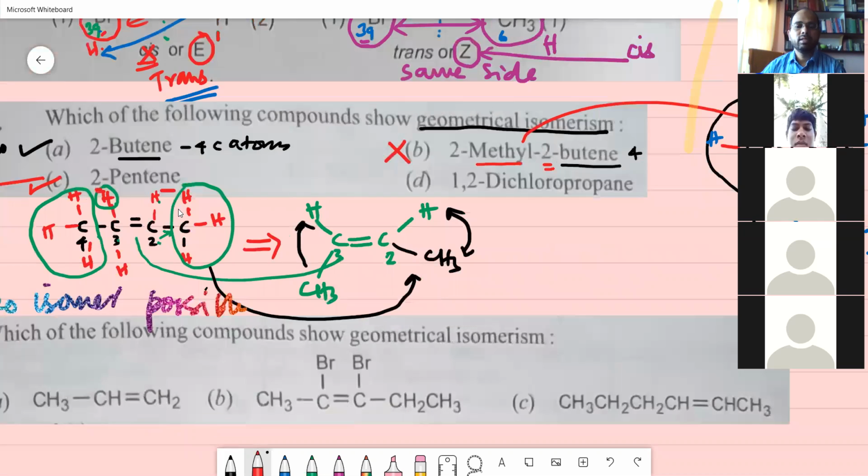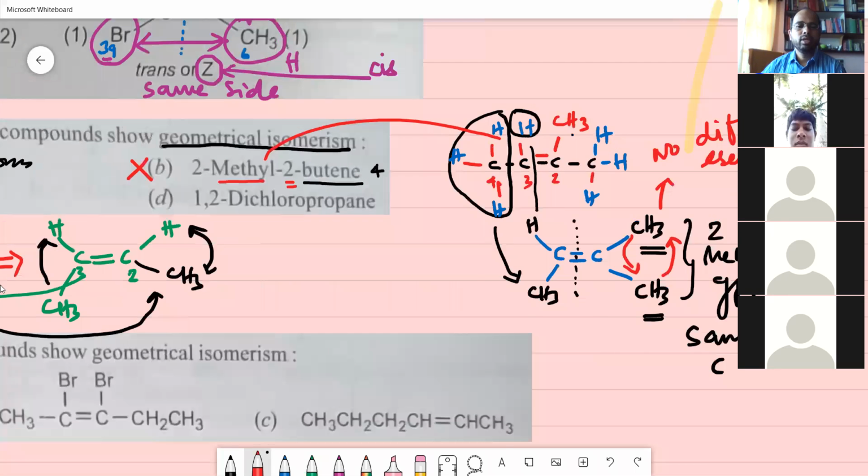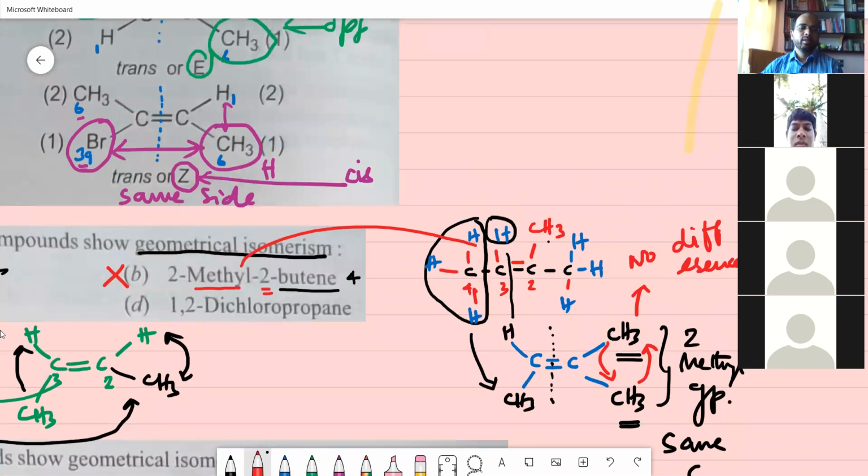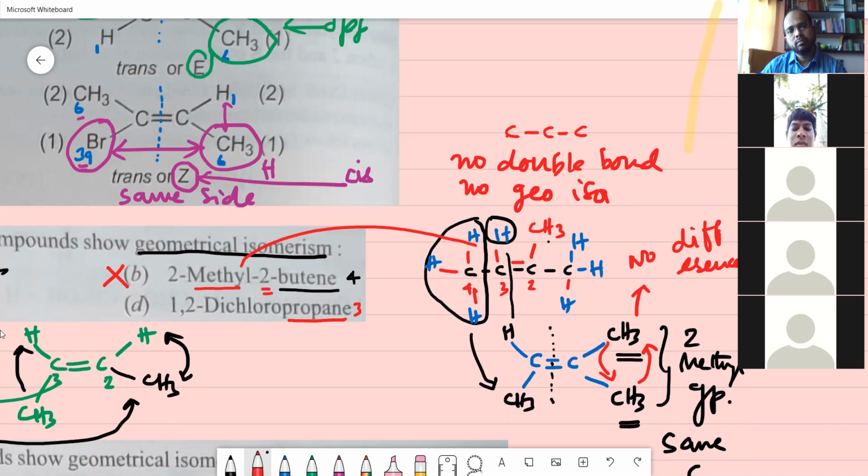And then the last one is 1,2-dichloropropane. Propane means 3 carbons, so we'll put 1, 2, 3. There is no double bond there. As soon as you don't see any double bond, you can immediately conclude that geometrical isomerism is not possible. So no double bond, no geometrical isomerism.